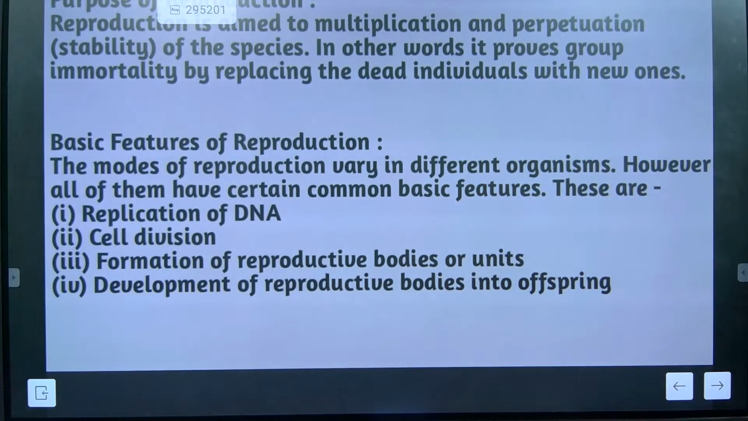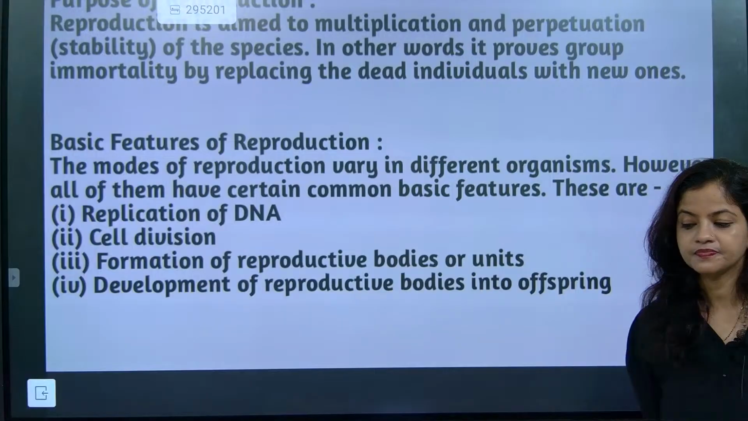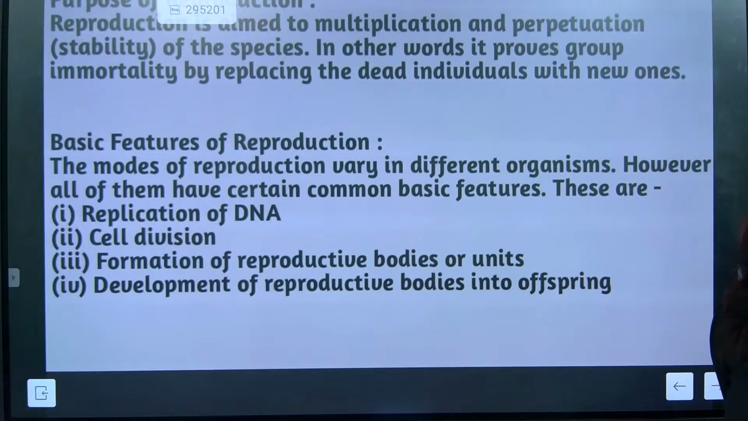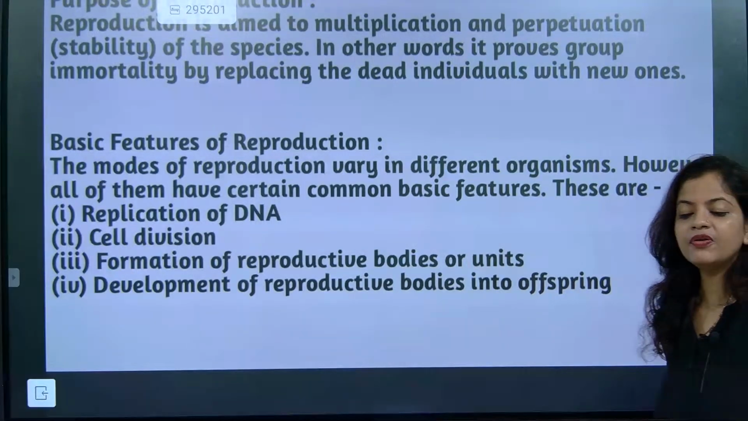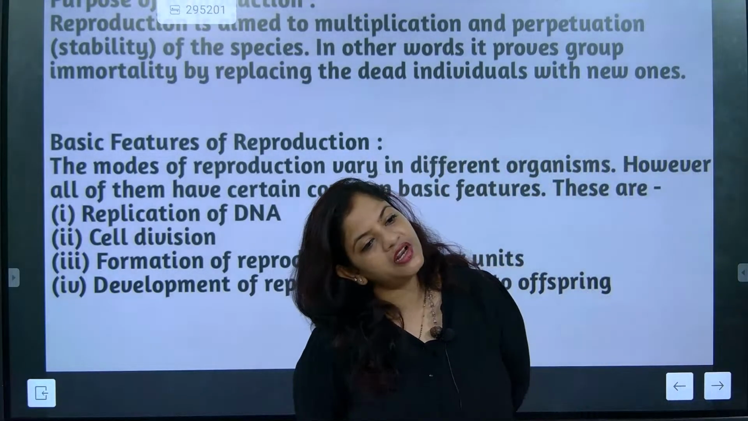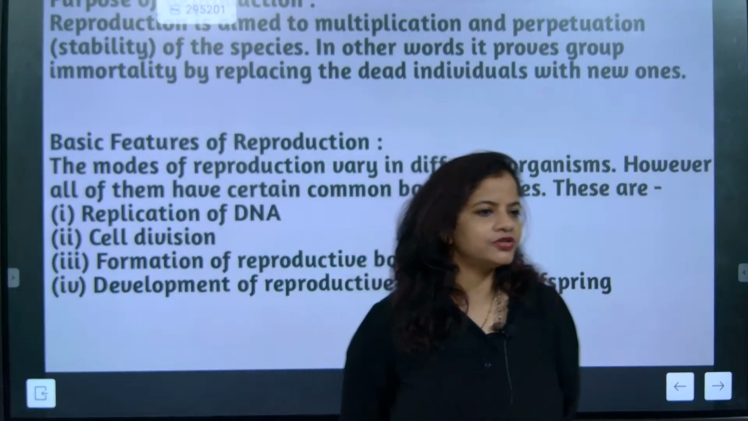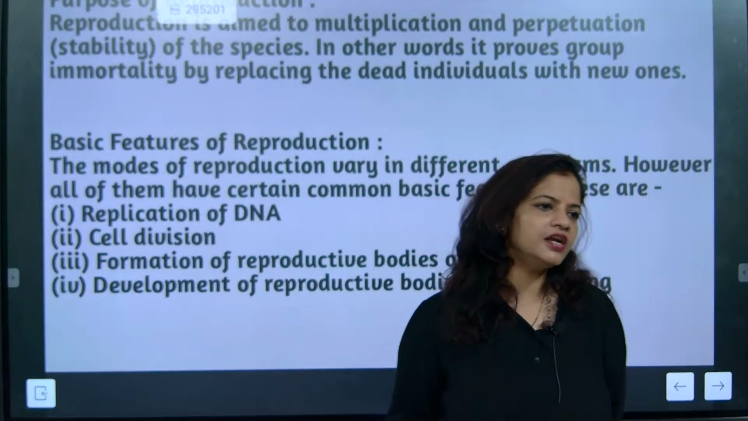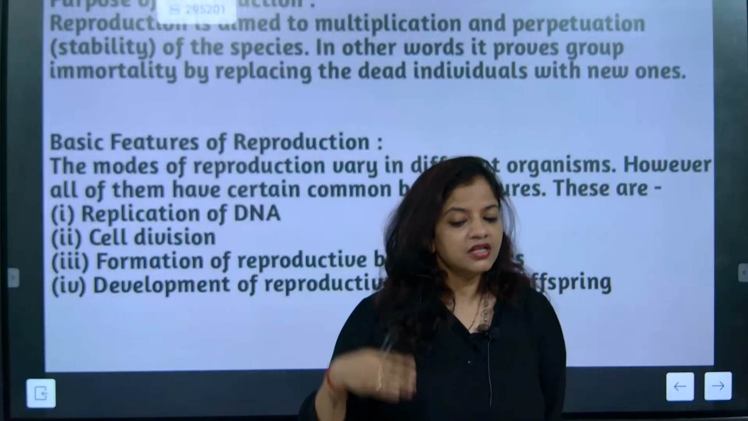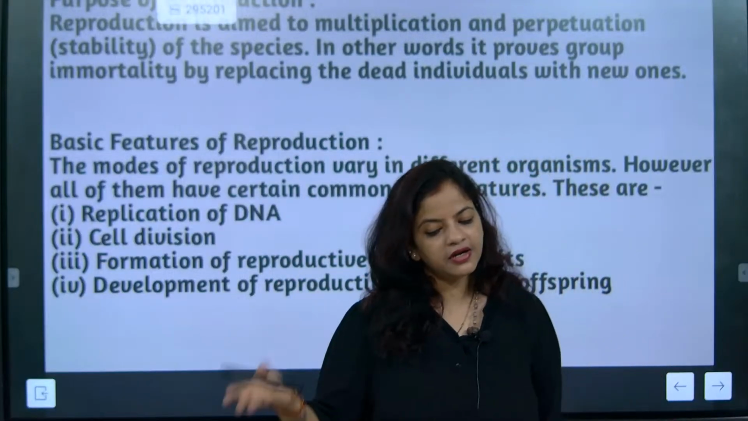So what are the four very important points? Replication of DNA, second cell division, next formation of reproductive bodies or units, and then development. After that, after development one phase will come, they will reproduce and they will die. Understood or not? So that's the general process: DNA replication, cell division, then formation, then development, and after some time again death.